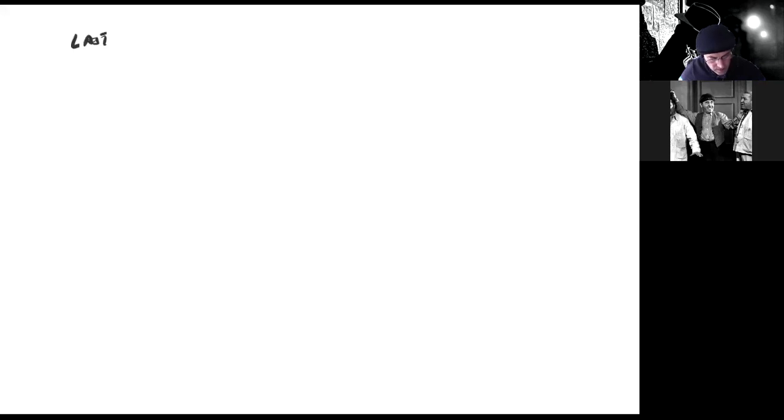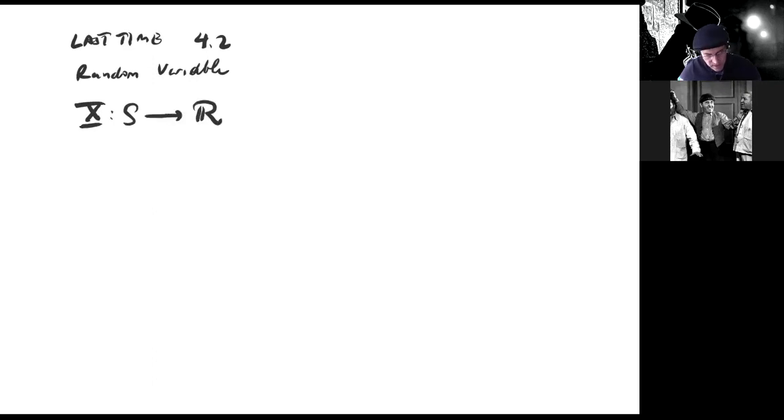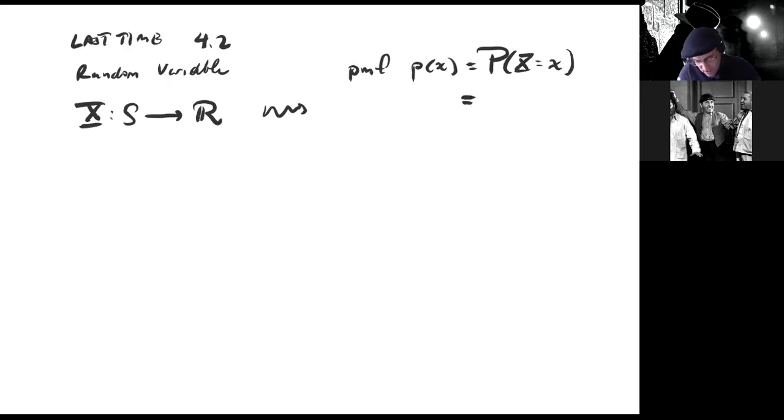So last time we covered section 4.2. There we had the notion of a discrete random variable, which we defined to be nothing more than a function called X on the sample space. And we associated to this notion something called the PMF, the probability mass function, which was given by P of x, which is the probability that the random variable takes value x. And this is by definition the probability of an event.